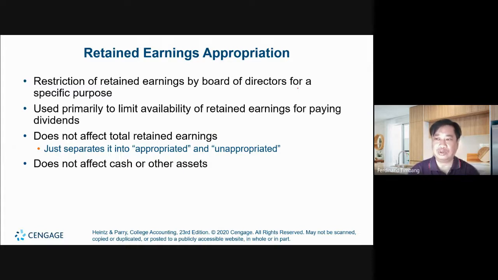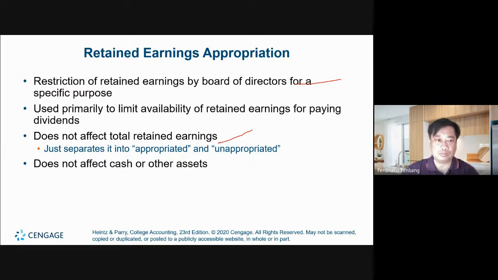Then does not affect total retained earnings. Just separates into appropriated and unappropriated. So does not affect cash or other assets. So the amount of the retained earnings basically are the same. But this time, you will separate the retained earnings into appropriated and unappropriated. Yun lang ang sinasabi dito sa retained earnings na to. So it does not affect total retained earnings, but it just separates it into appropriated and unappropriated.